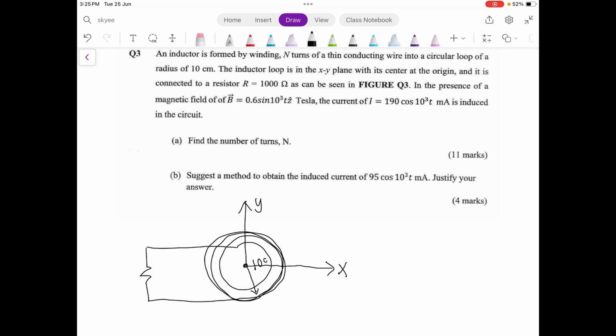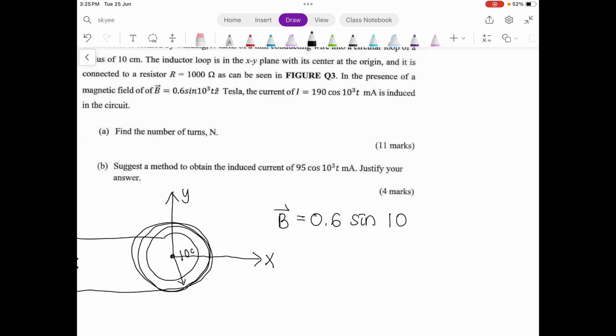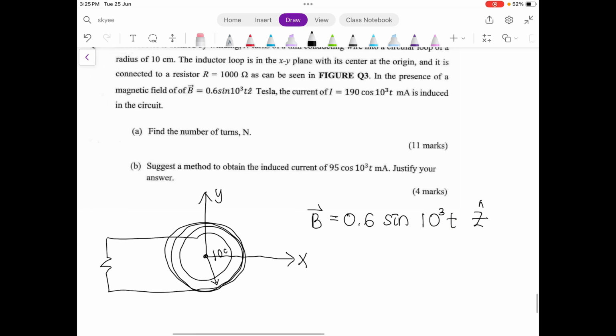So in the presence of a magnetic field, now you have B equals 0.6 sine 10 power 3 t T Z. The current is induced. This is the I induced. They give you the I. Find the number of turns here. They ask you to find the number of turns.